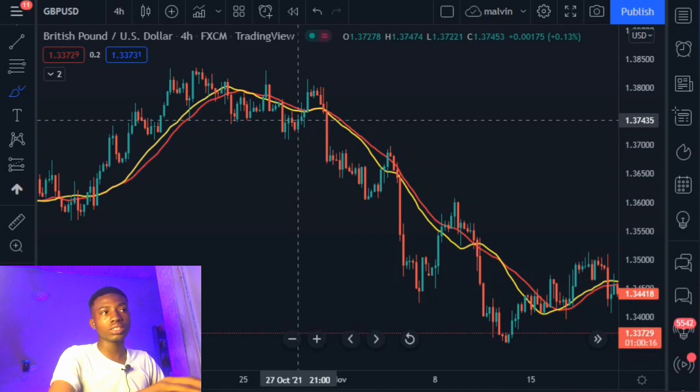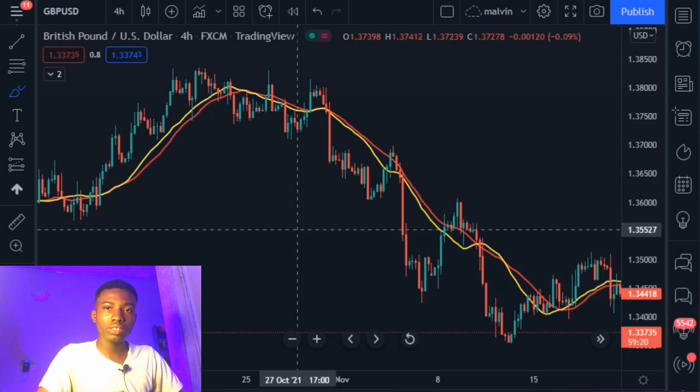So right here we could actually see the moving average giving us those sell entries and also telling us those resistance in the market. So as you guys could see, the moving average is very helpful in taking your trades and in holding your trades.